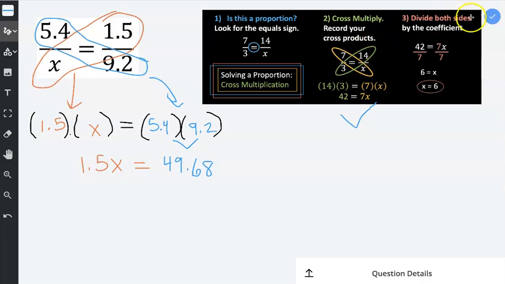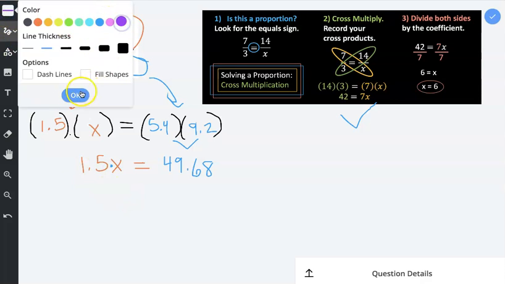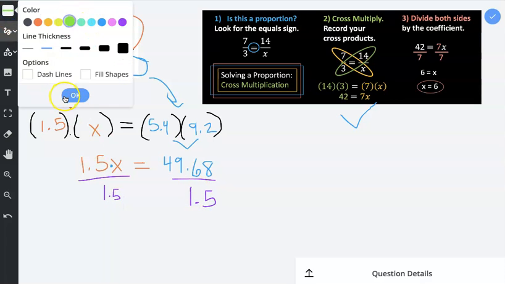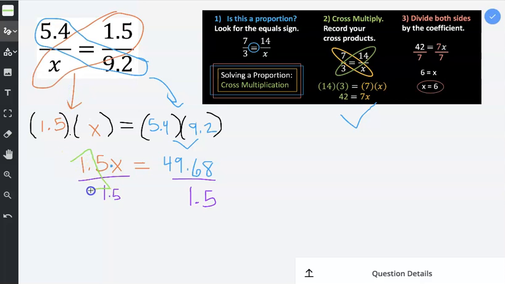Now we're ready to divide both sides by the coefficient. The coefficient is the number being multiplied by the variable. So the coefficient in this case is the 1.5. The 1.5 is being multiplied by x, and the inverse of multiplication is division. So we're going to divide both sides by the 1.5. On the left, 1.5 divided by 1.5 gives you 1. So we're left with 1x, which is the same thing as x.